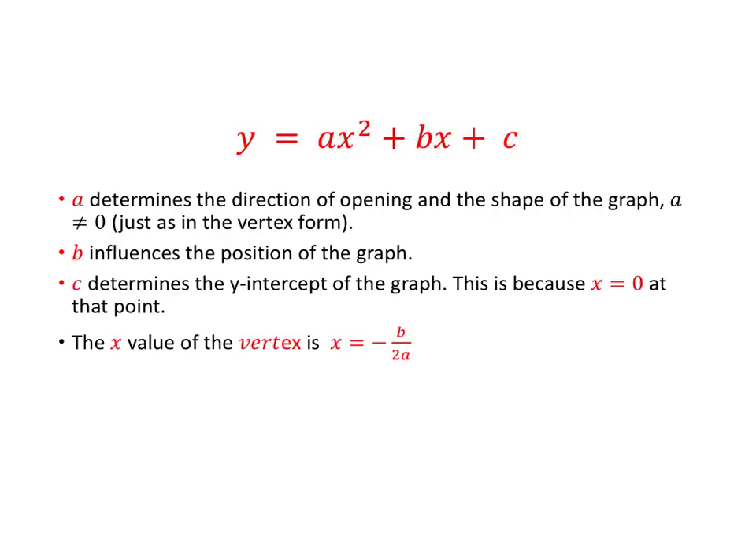B influences the position of the graph, and C determines the Y-intercept of the graph. So it's really easy to see in standard form what the Y-intercept is going to be, because X would be 0 here, which would eliminate this term, and then we'd end up with just the C, and that gives you your Y-intercept. And the new thing in this section is that the X value of the vertex is found by X equals minus B divided by 2 times A.